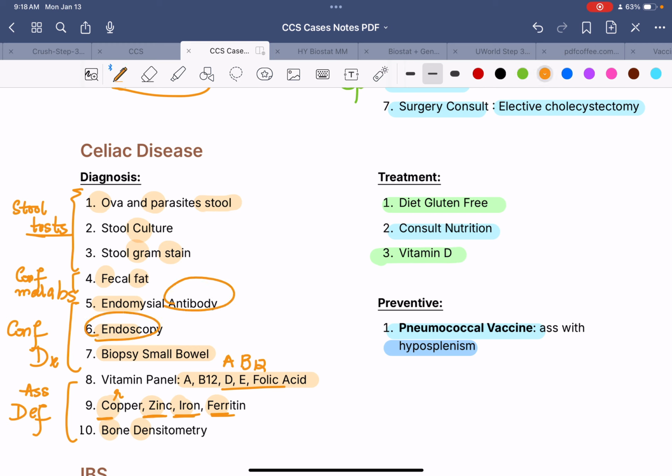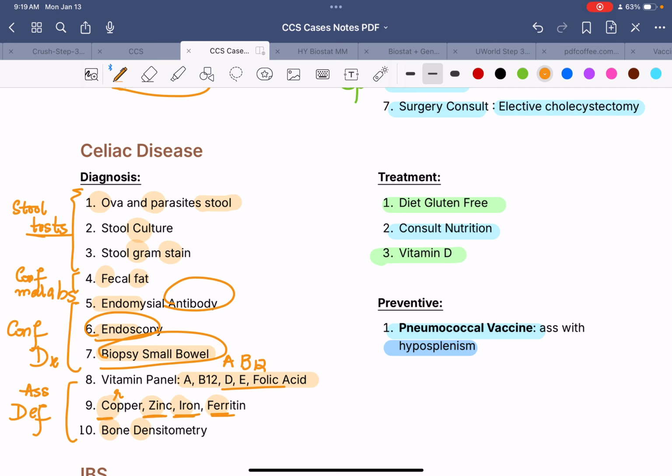Then you can do an endoscopy along with the biopsy of the small bowel. So this is the first goal, establish the diagnosis. Next off, you are going to establish the associated deficiency. So you know that celiac disease is a malabsorptive disorder, so it's possible that there are some vitamin deficiencies.